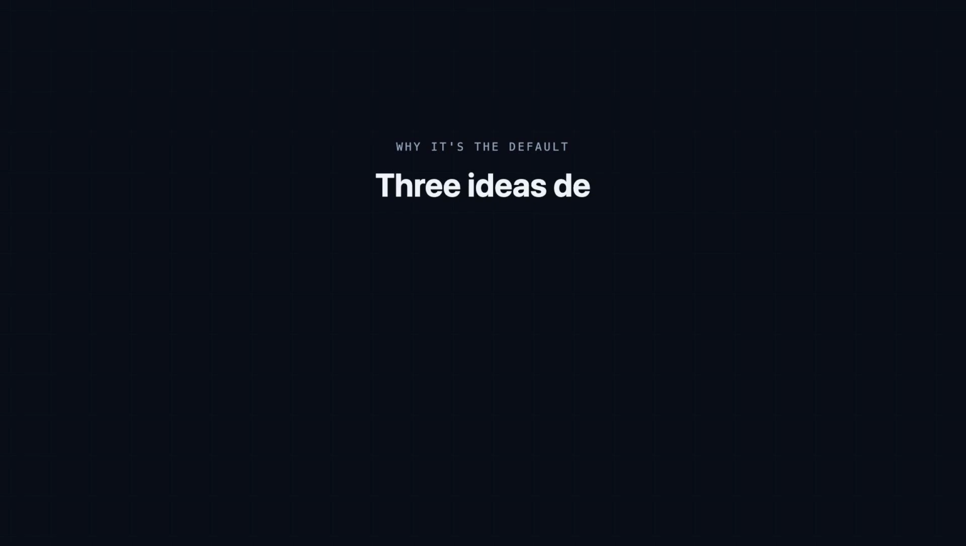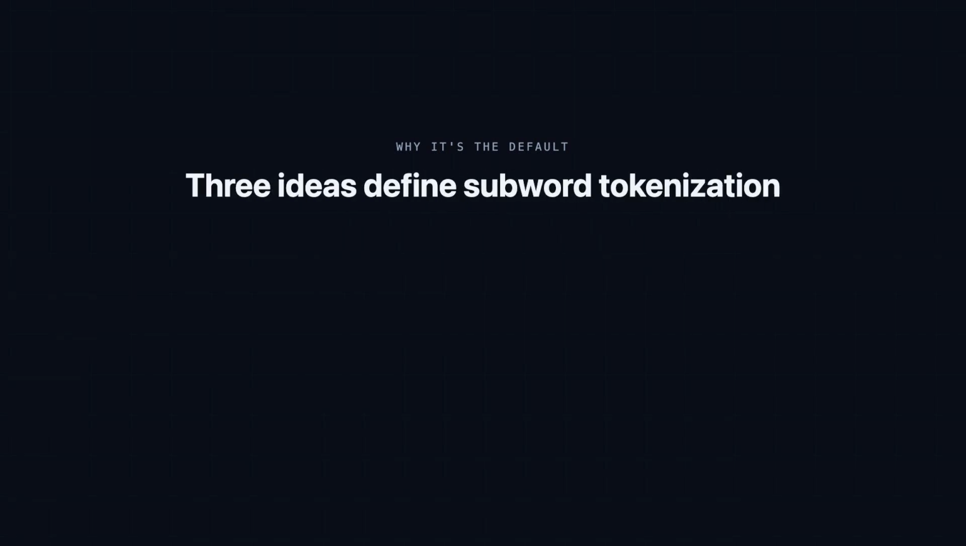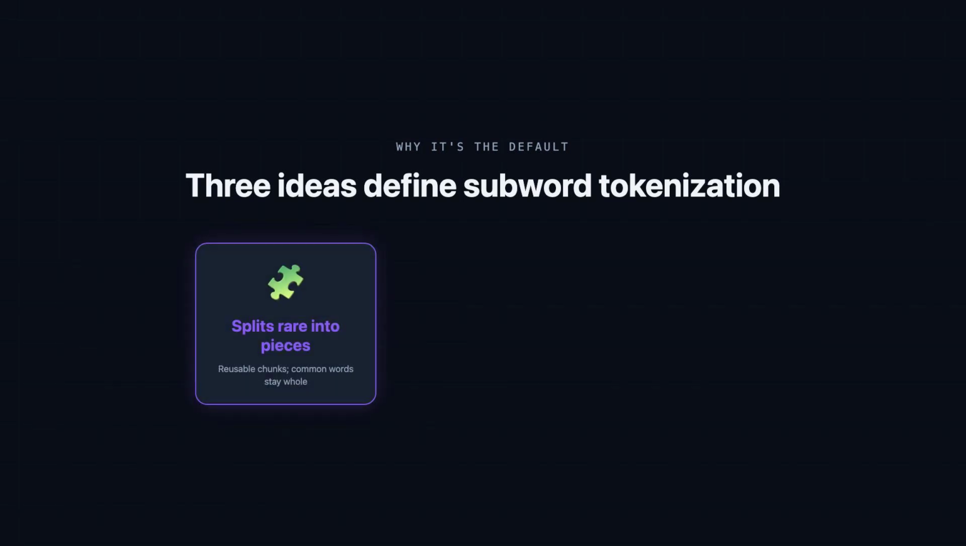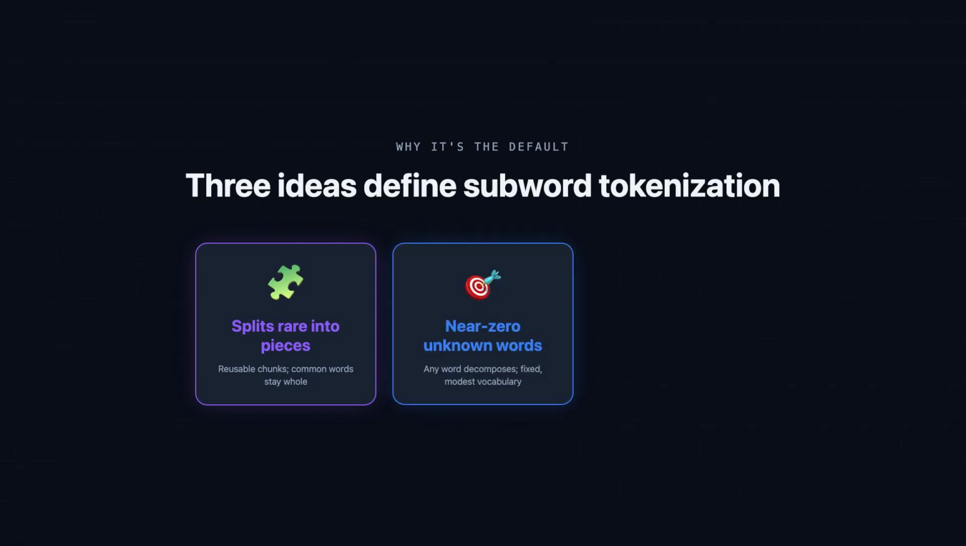Strip it down, and 3 ideas make Subword Tokenization the default. First, it breaks rare words into smaller, reusable pieces while leaving common words untouched. A word like "tokenization" might split into "token" and "ization," chunks that show up in plenty of other words, so nothing gets wasted. Second, it very nearly eliminates the unknown word problem, all with a fixed, modest vocabulary.